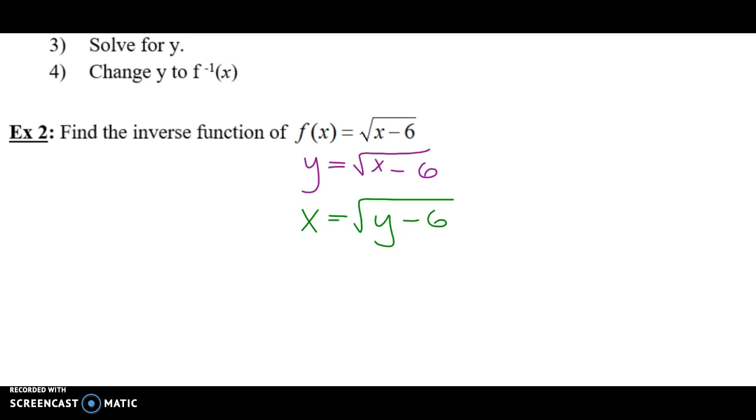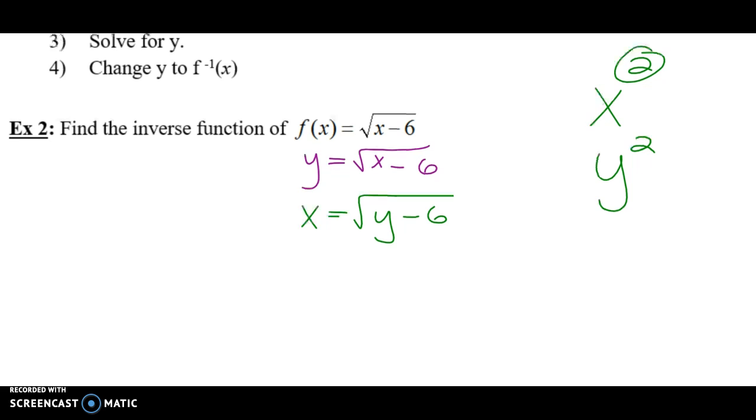Even if there's an exponent, like let's say this was an x squared, and I have to switch x and y, the squared doesn't move. It just becomes y squared. You only change the letter, the variable. Okay? And then step 3, we just have to resolve the equation for y. We need to get y by itself again.